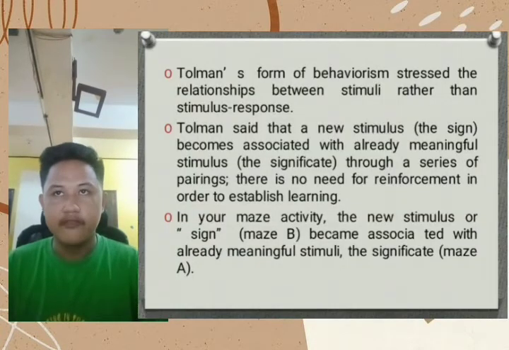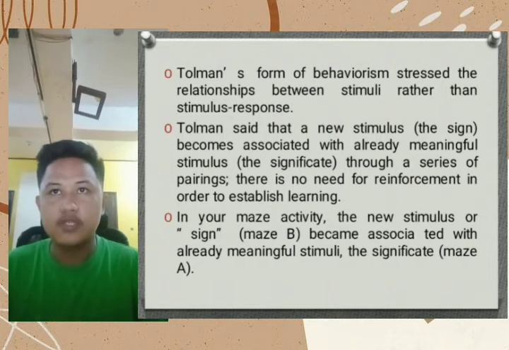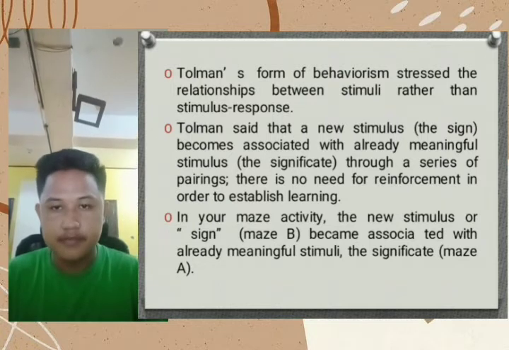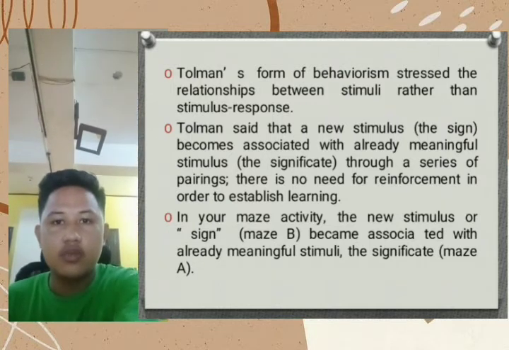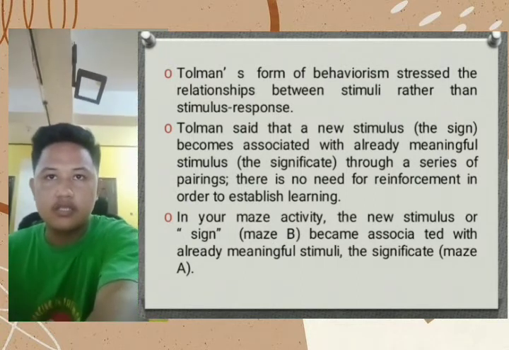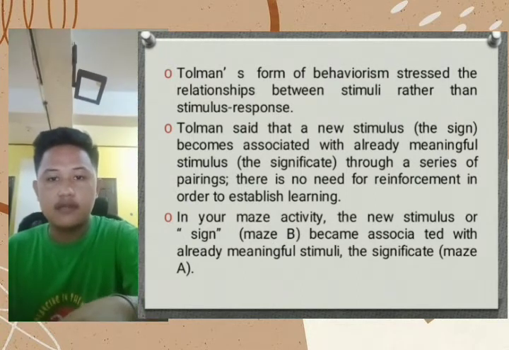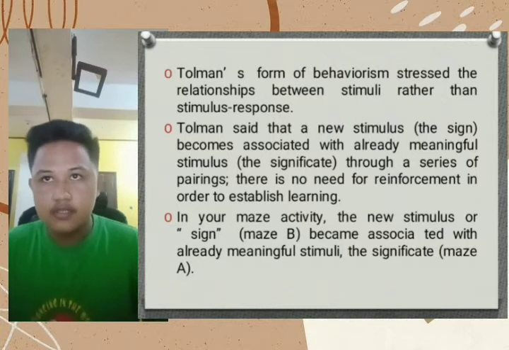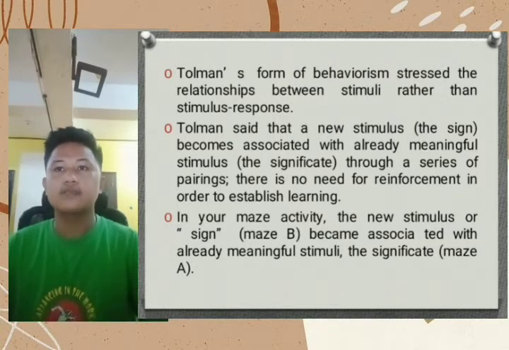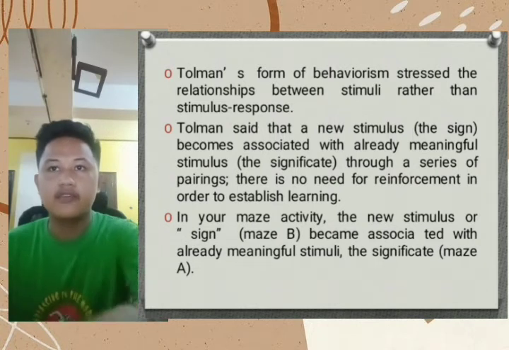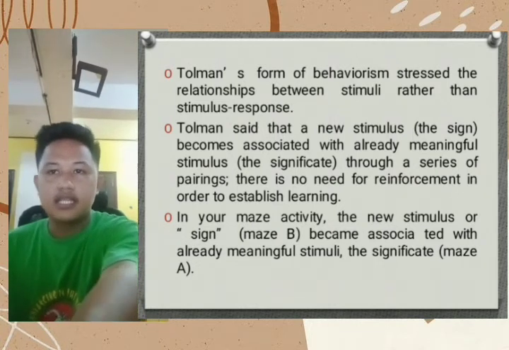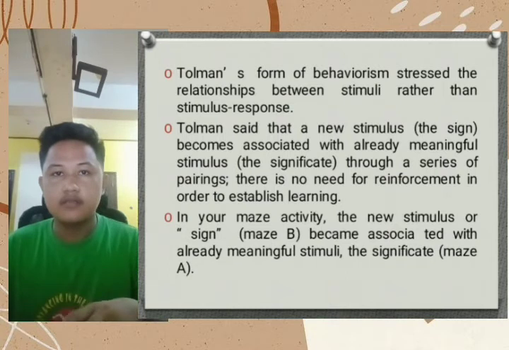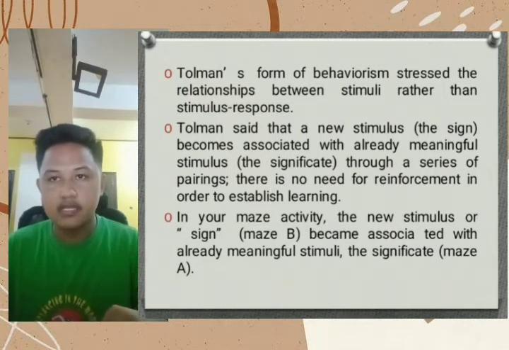Tolman's form of behaviorism stressed relationships between stimuli rather than stimulus-response. When we say stimulus-response, for example, when you are hungry, you need to eat, right? That is a stimulus-response. Tolman said that a new stimulus, or the sign, becomes associated with an already meaningful stimulus, the significate. So in your maze activity, the new stimulus or sign, maze B, became associated with the already meaningful stimulus, the significate, maze A.